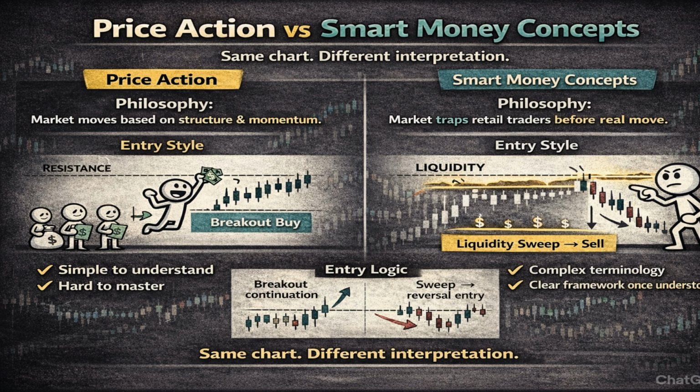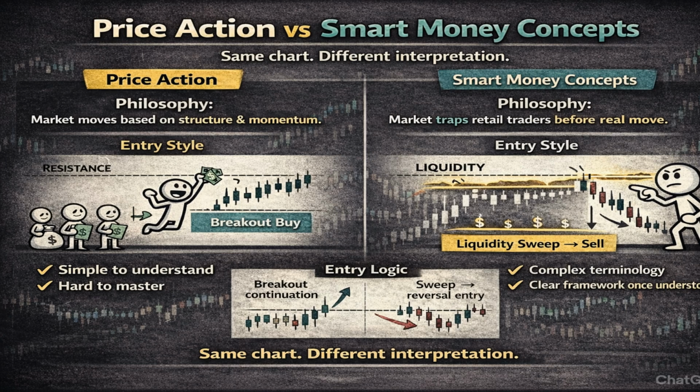Now let's compare properly. Keycap 1, philosophy. Price action: market moves based on structure and momentum. SMC: market manipulates retail traders before the real move. Keycap 2, entry style. Price action trader sees breakout, enters continuation. SMC trader waits for fake breakout, enters after liquidity sweep. Keycap 3, complexity. Price action: simple to understand, hard to master. SMC: complex terminology, clear framework once understood. Keycap 4, chart example scenario.